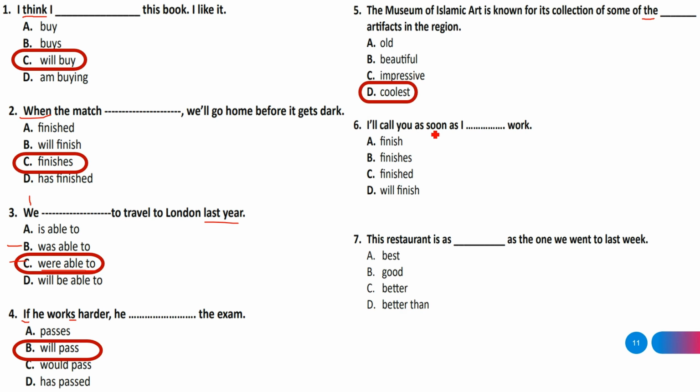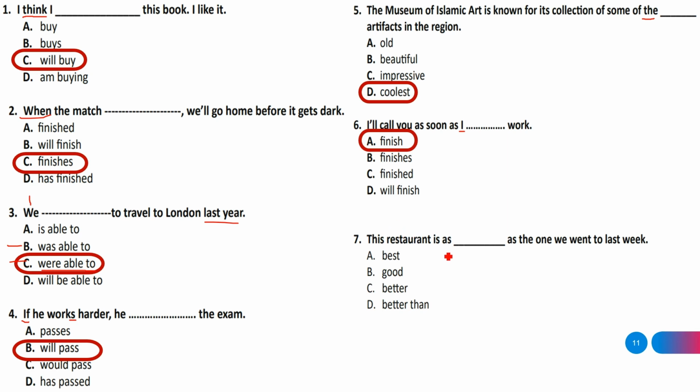Number 6. I'll call as soon as time close، تماما زي when. بعد as soon as راح يكون في عندنا present simple. فبالتالي إما تضيف الفعل s أو تخليه مثل ما هو. أنا هون عندي الضمير I. So in this case I'm not gonna add s and the answer should be finish.